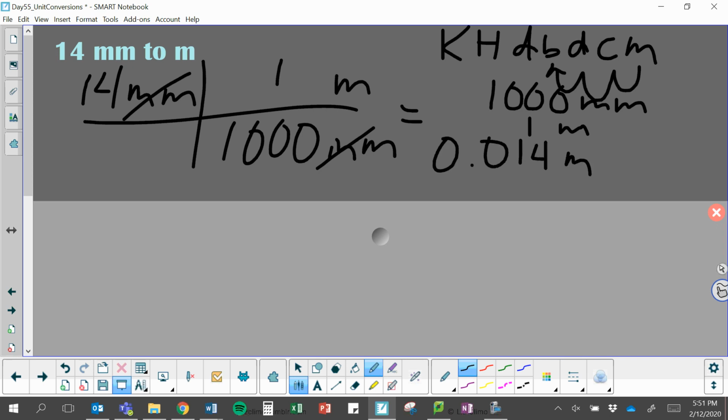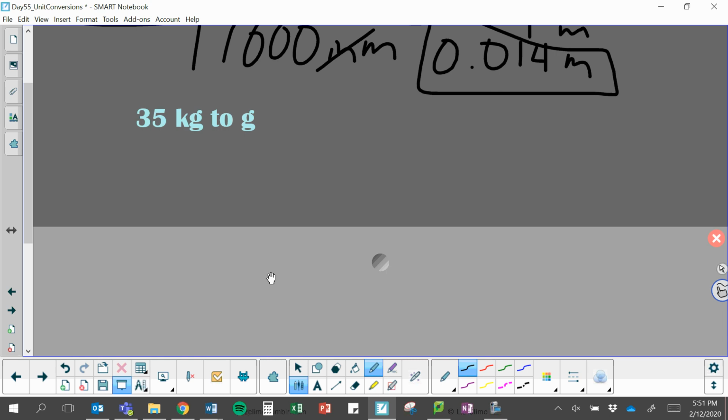We'll cancel our millimeters and we'll divide 14 divided by 1,000 is 0.014 meters. And now we check sig figs. We have 2 and our 1,000 has infinite again. So our answer will have 2 and it does. Remember that those first 2 zeros are on the left of our 14, so therefore they are not significant. So we're still good on that. Okay, let's try one more.